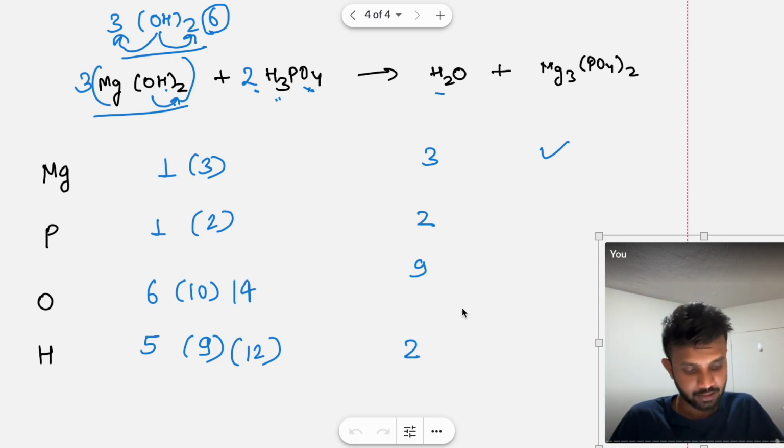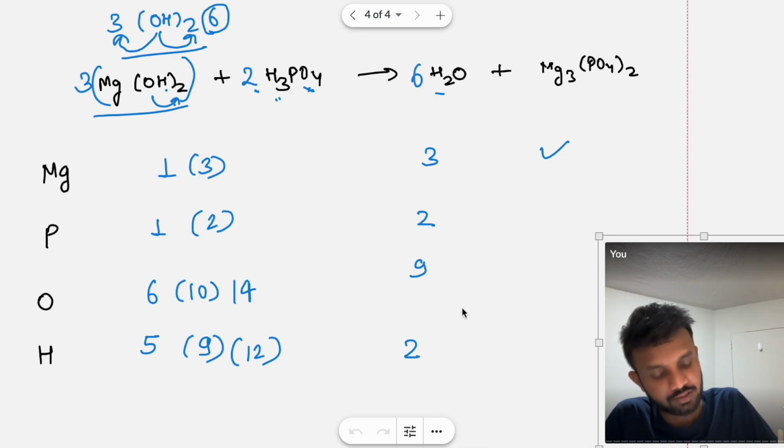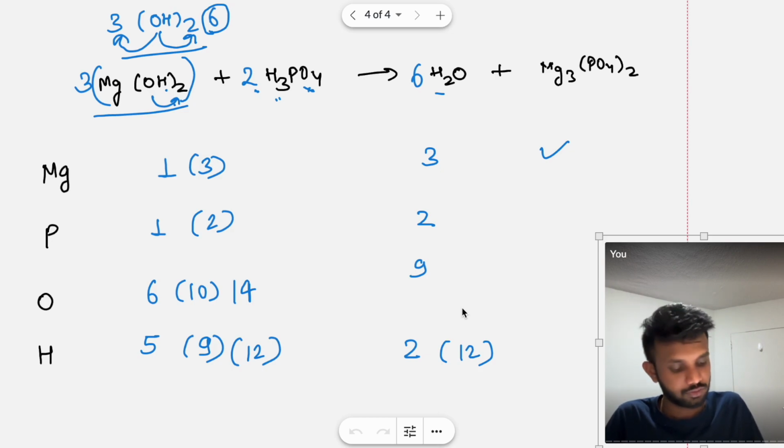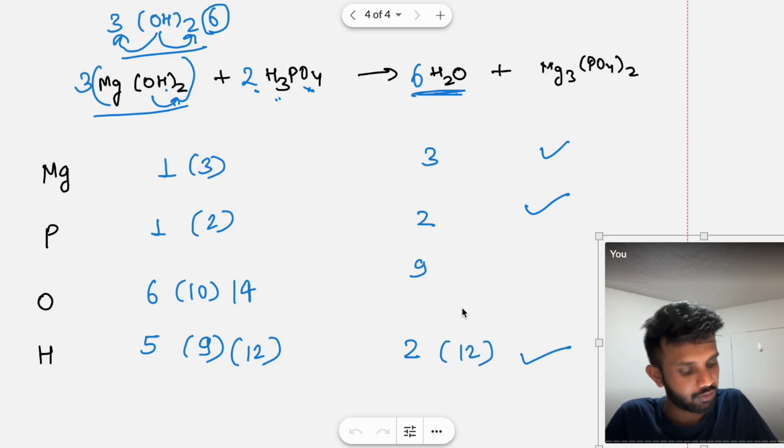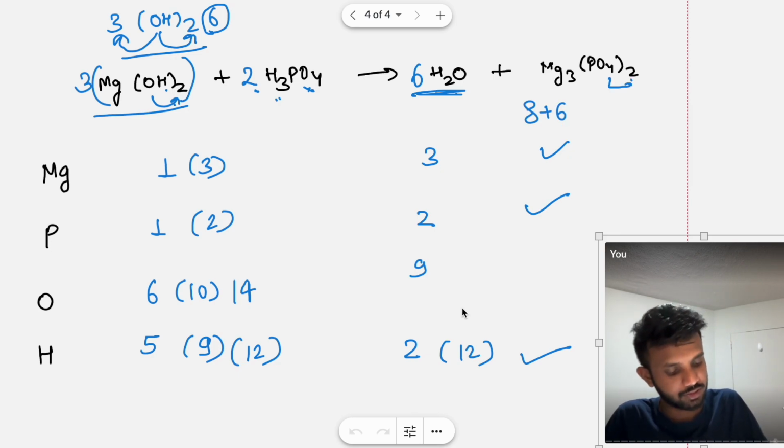So now if I try to balance the oxygen and hydrogen, if I multiply the H2 with the 6, now I'll be having 12 hydrogen, right? So now this hydrogen is balanced, this potassium is balanced. Now for balancing this oxygen, I see I have 6 from H2O and 8 from this 4 into 2, 8, plus 6. So that is equal to 14, right? So now everything is balanced.